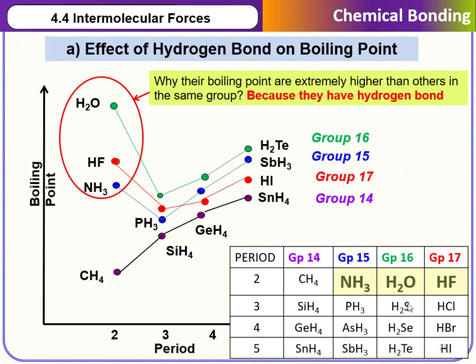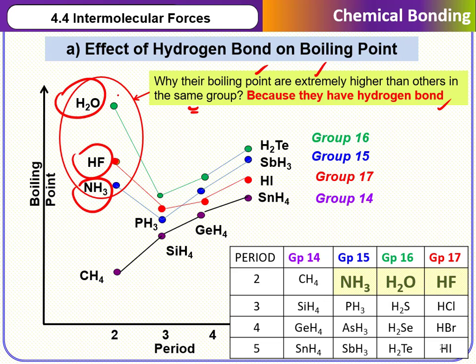Next, let's look at the effect of hydrogen bond on boiling point. Oxygen is from group 16, the green color. Fluorine is from group 17, the red color. Group 15 is nitrogen, the blue color, this blue, while carbon is from group 14, the purple one. From this graph, we can see clearly that water, HF, and ammonia have extremely higher boiling points than others in the same group. Why? Because they have hydrogen bonds between their molecules.